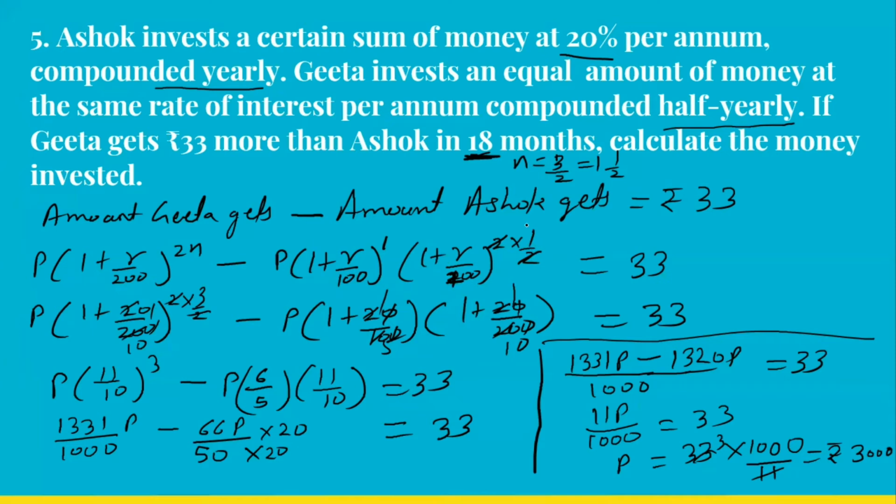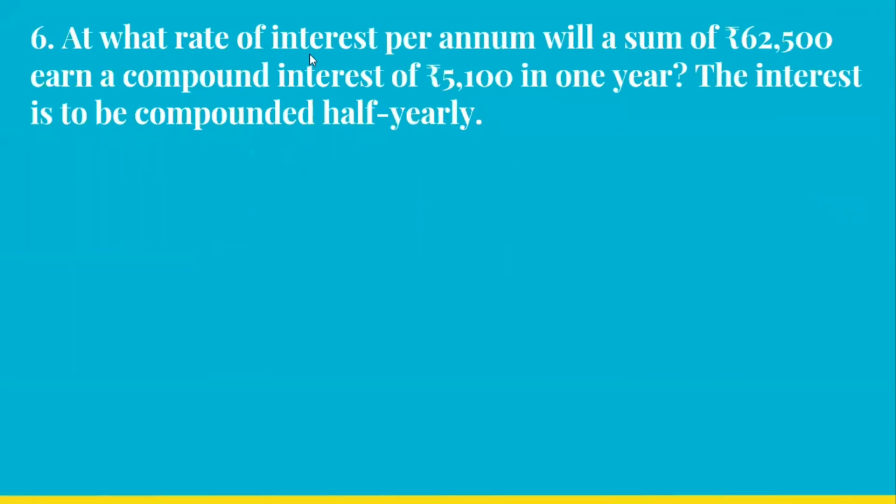Okay. Let's move on to the next question. Number 6, at what rate of interest per annum will a sum of rupees 62,500 earn a compound interest of rupees 5,100 in 1 year? The interest to be compounded half yearly. So, what is the rate? We have to find out the rate, which we don't know. So we have the principal, this is your principal, 62,500, and this is your compound interest.